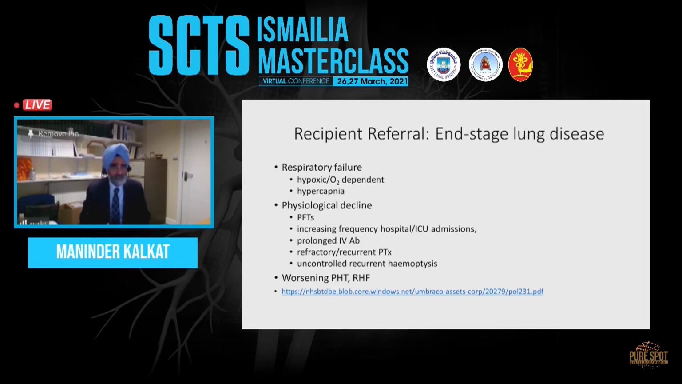But overall, these are the clear indications which fit into those criteria which have been described in this link, which is present there. So anybody who is going into respiratory failure, has been admitted with hypercapnia, and is rapidly declining physiologically in lung functions, getting admitted to hospital again and again, and on a prolonged course of antibiotics. These are the conditions where the patients will be referred with end-stage lung disease and considered for lung transplantation.